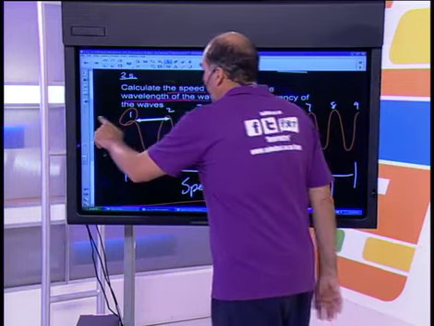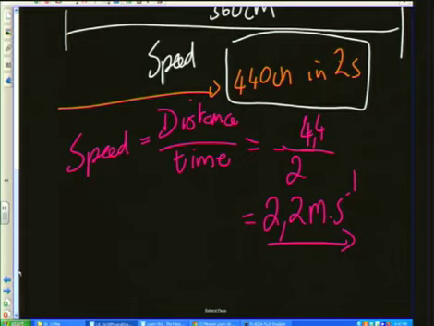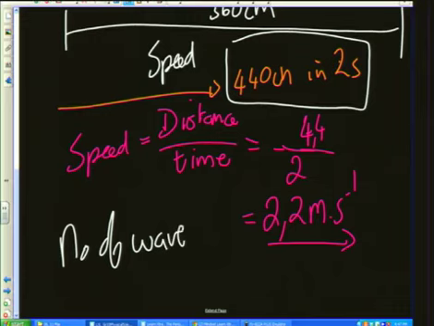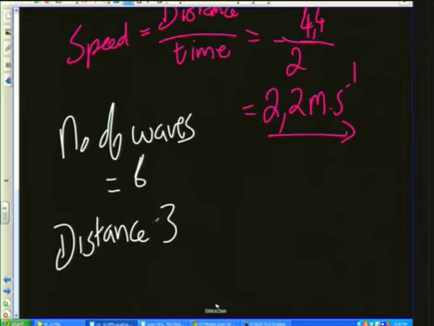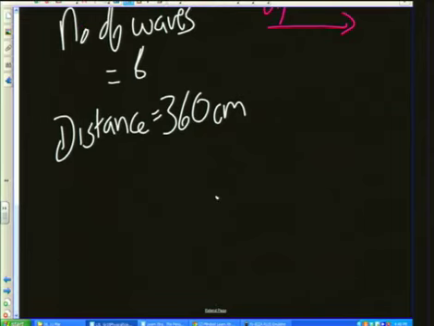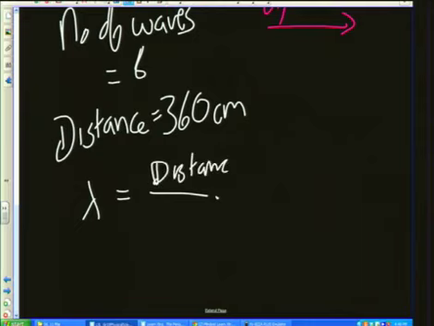Okay, so we need to recognize that the number of complete waves that we've got is equal to 8. The distance is equal to 360 centimeters. And so what is the wavelength? The wavelength is going to be the distance, this whole distance, divided by the number of waves.